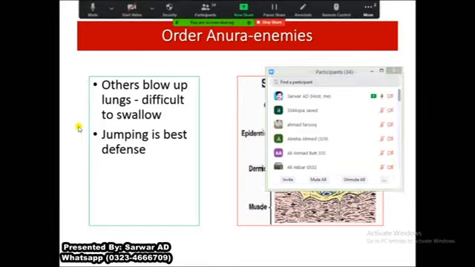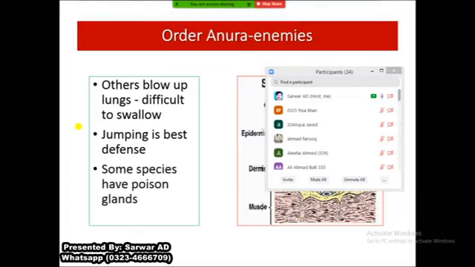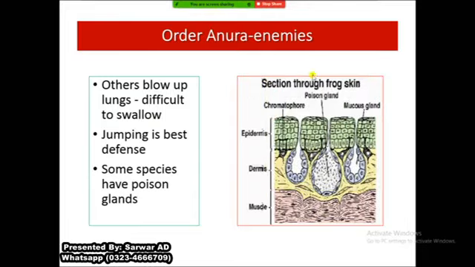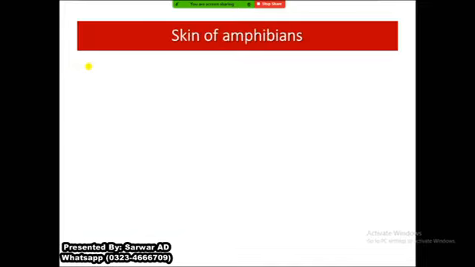Especially in the order Anura, they jump because they have very elongated hind limbs. Some species have poison glands in their body, which is very helpful as a defensive mechanism for the defense of their bodies from possible predators.